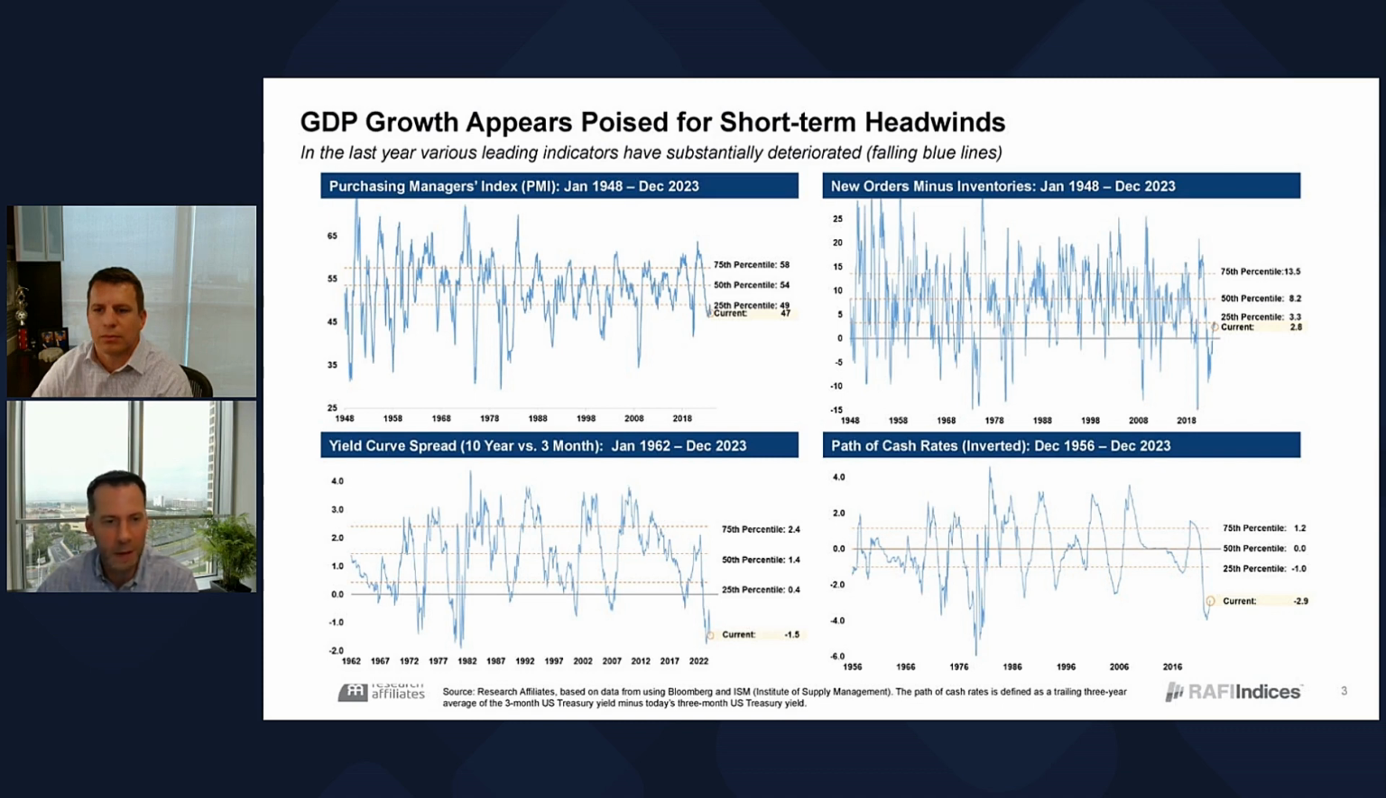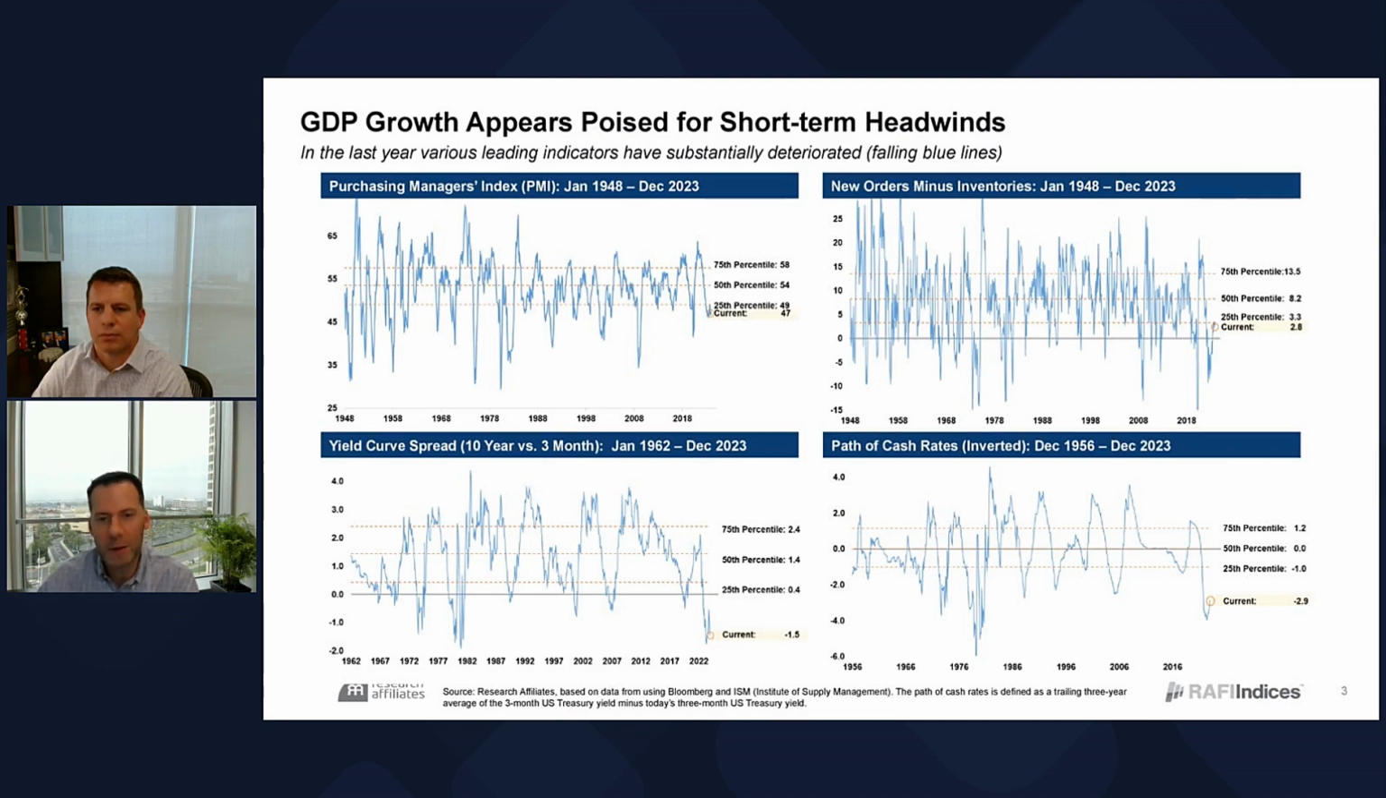Above 50 means expansion. Below 50 means contraction. There's a simple way to think about it. And on average, the median is 54, which means on average we're growing. So at 47, below the 25th percentile, this implies lower growth.